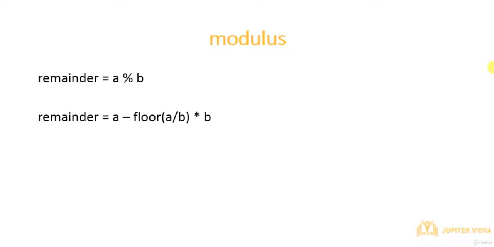To calculate a modulus, this is the formula. A mod B equals A minus floor of A divided by B, multiplied by B. So this is the actual formula for modulus. Using this formula we will solve that problem. So if it is a negative, what will be the answer? Let's understand the floor first.